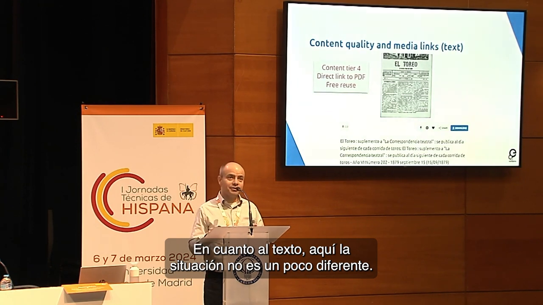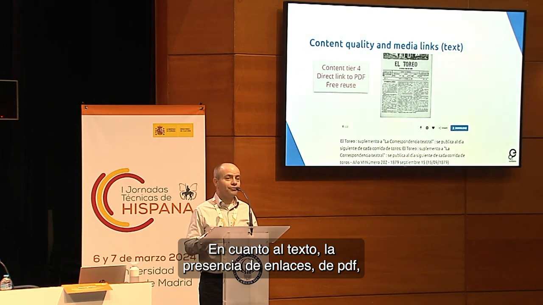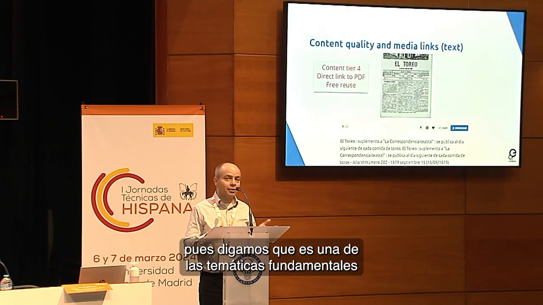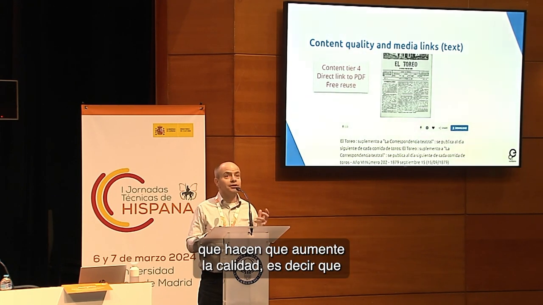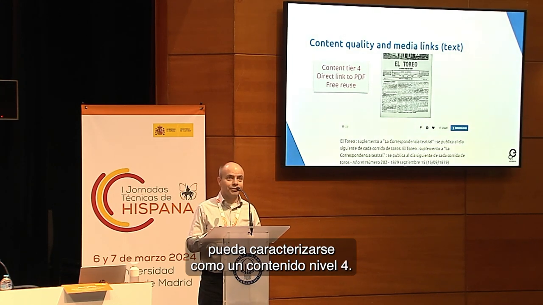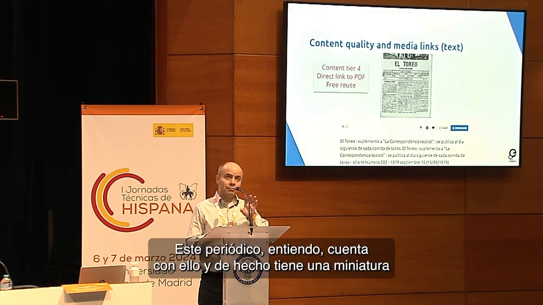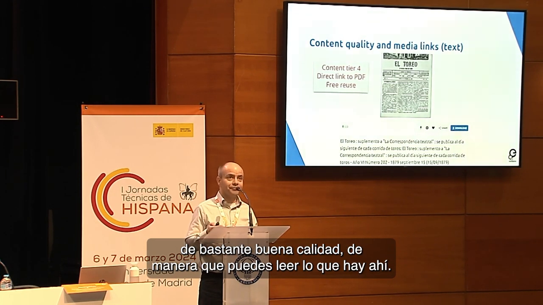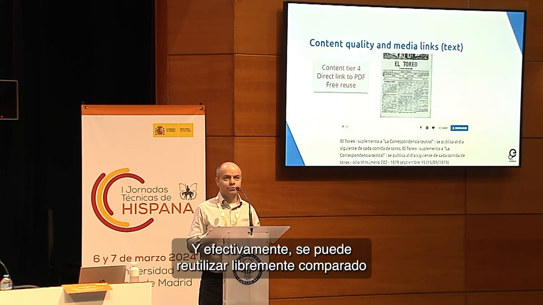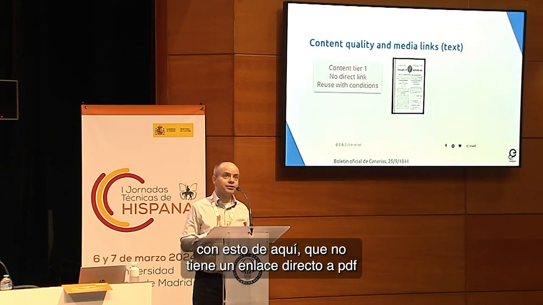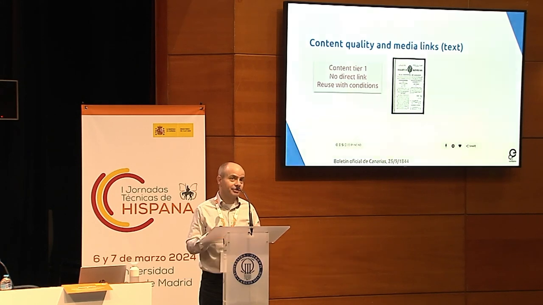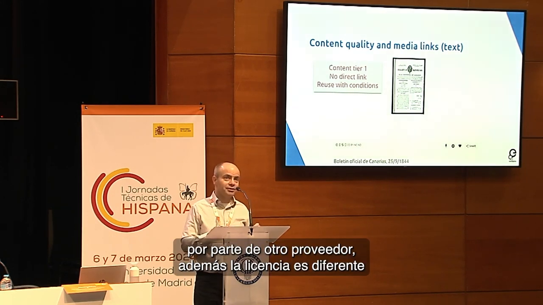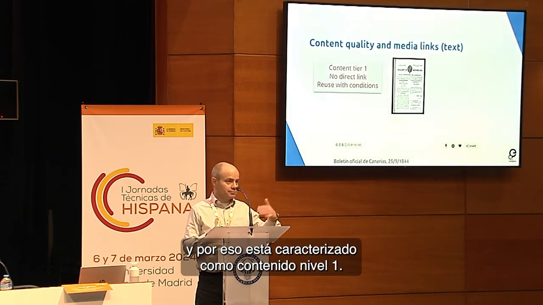For text, the situation is a bit different. For text, the presence of a PDF link, as we discussed yesterday, is currently one of the main things that drives quality up into content tier four. So this newspaper has this. It also has quite a good quality thumbnail that you can almost read, and a direct link to a PDF. And it's labeled as CC0, so freely reusable. In contrast to this one, which has no direct link to a PDF from another provider. It's also with a different license. And that's why it's ending up in content tier one, lower quality.